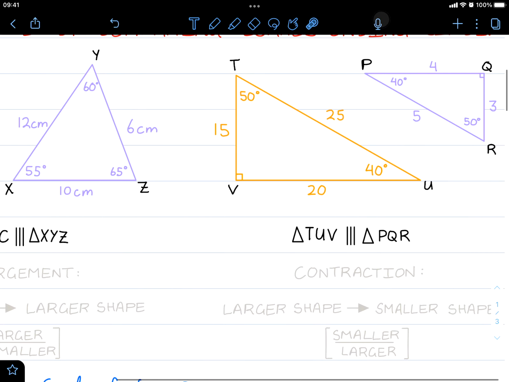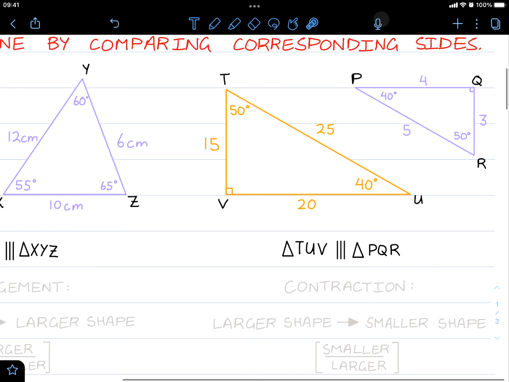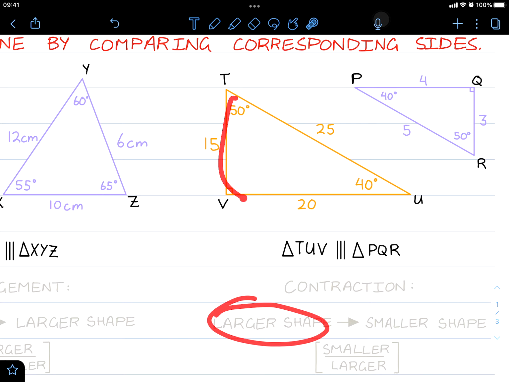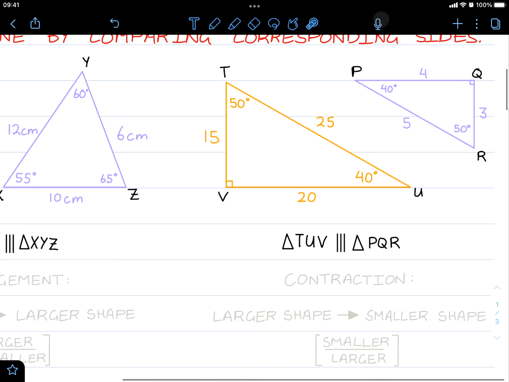Take a look here. We can do another one. We're being told that these two triangles are similar. So TUV is similar to triangle PQR. Once again, we're going from a large shape, from the orange, to a smaller shape in the purple. This is an example of contraction.